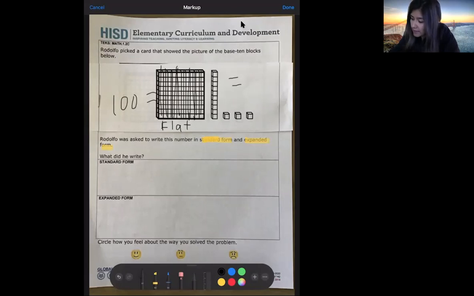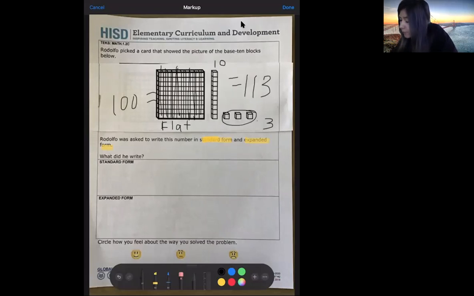And this is a long, and the value of this long is 10, plus 3 ones. 100 plus 10 is 110. 110 plus 3 is 113. 100, 110, 113. Perfect.